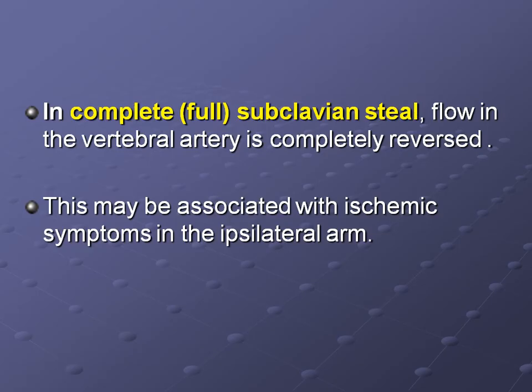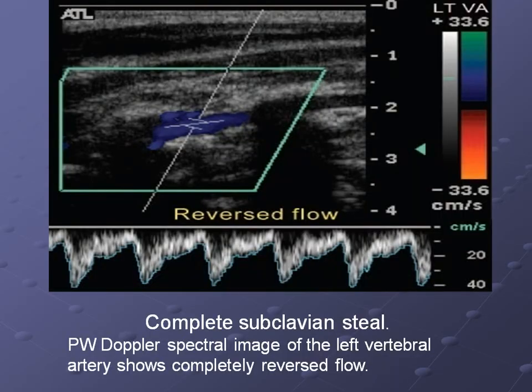In complete subclavian steal, there will be flow reversal in the vertebral artery, maybe associated with ischemic symptoms in the ipsilateral arm. How do you know the flow is reversed? You compare the vertebral artery with the common carotid artery. Normally, they should be the same color, either both blue or both red, depending on the machine setting and the angle of your probe. If one of them is red and the other is blue, there is a steal, a reversed flow. You can see here there is downward flow. It's blue, while the adjacent common carotid artery is red, indicating subclavian steal syndrome.